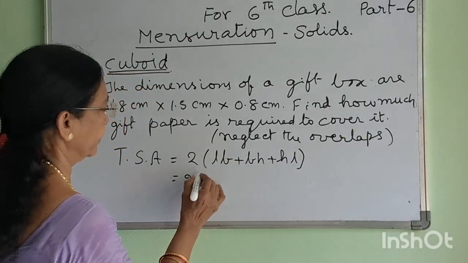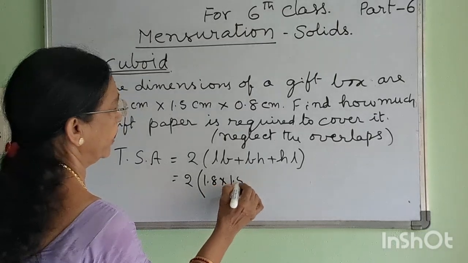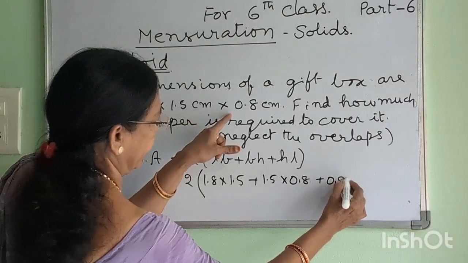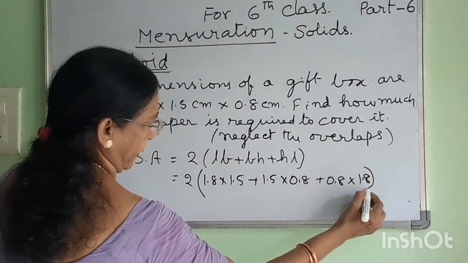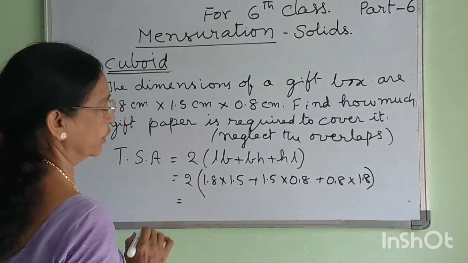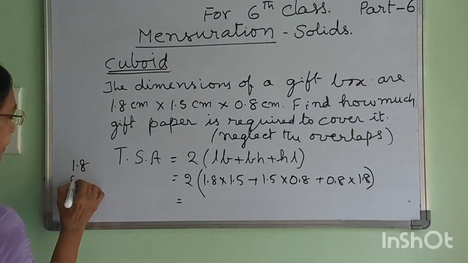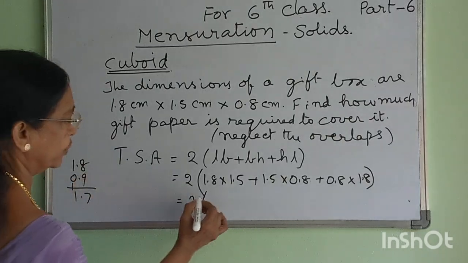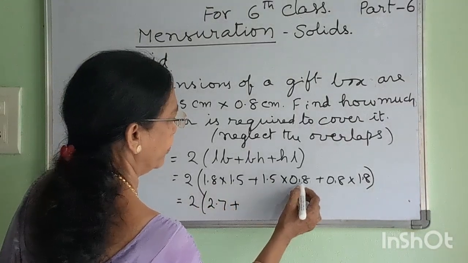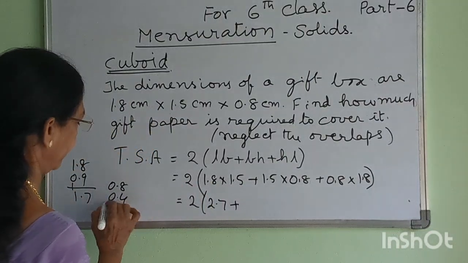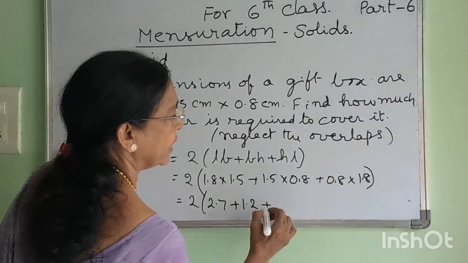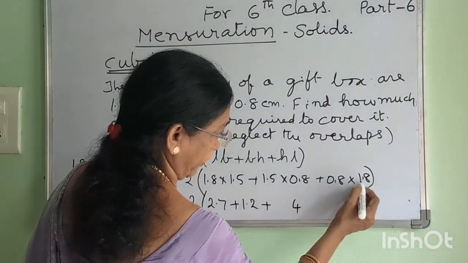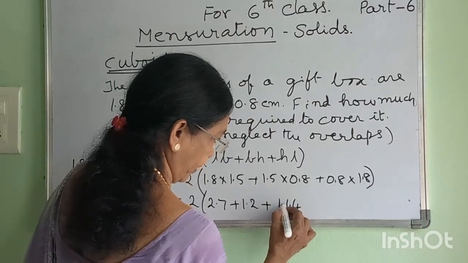So this is equal to 2 times (1.8 into 1.5 plus 1.5 into 0.8 plus 0.8 into 1.8). So 1.8 into 1.5 is 2.7, plus 1.5 into 0.8 is 1.2, plus 0.8 into 1.8, so 8 8's 64, 8 1's 8 plus 6, 14, so 1.44.